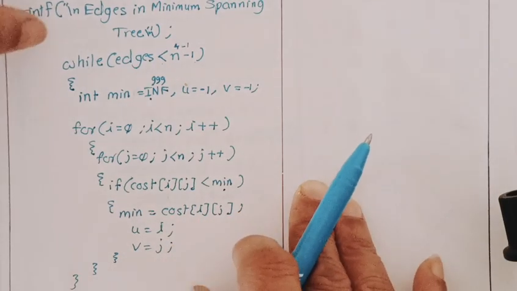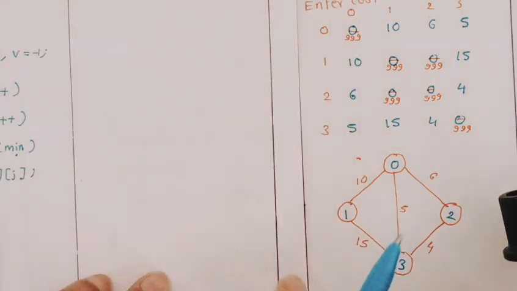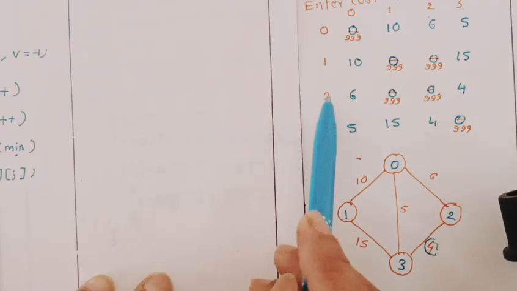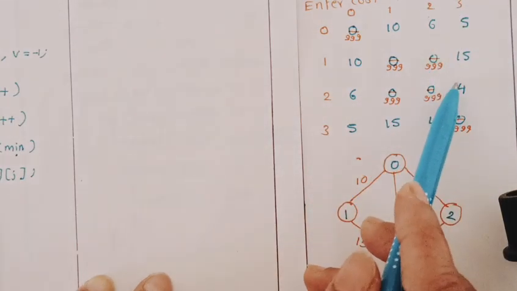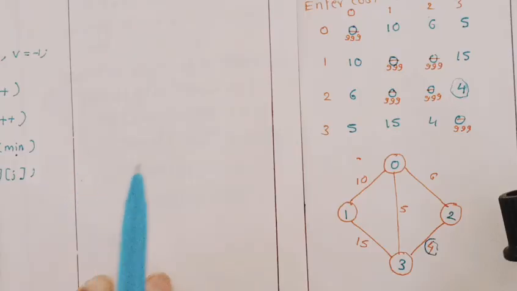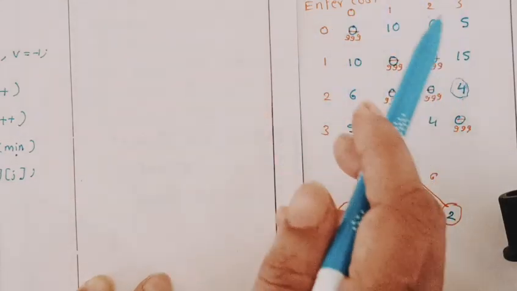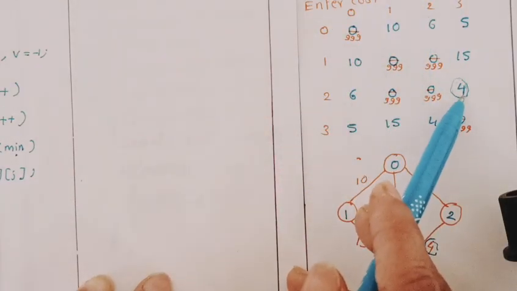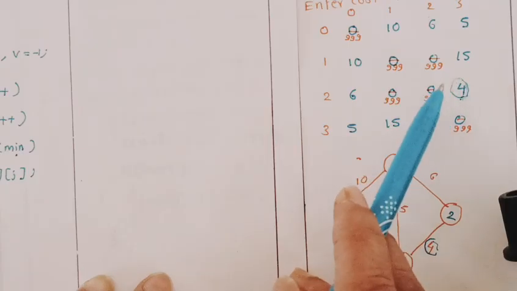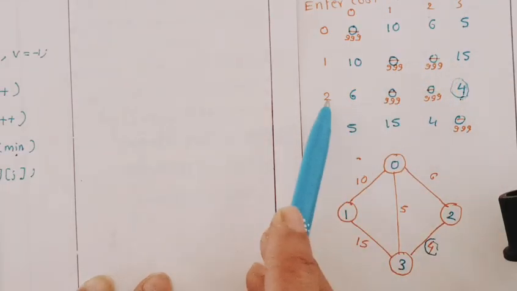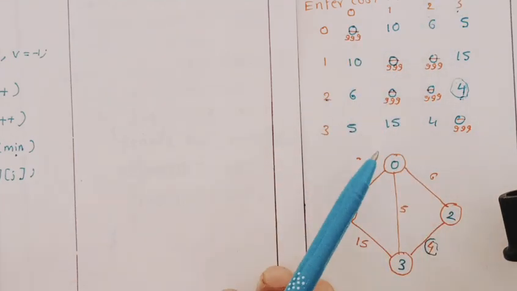Suppose, see here how we are checking. Which cost is less here? Using the for loop you find the minimum cost. So what is the minimum cost here? 4. So u is 2 here and v will become 3. So this element we are selecting. The minimum cost in your matrix is 4 here. You have to take this value and put it into the min variable, and the index of that is 2 and 3. So 2 will be stored in u and 3 will be stored in v.